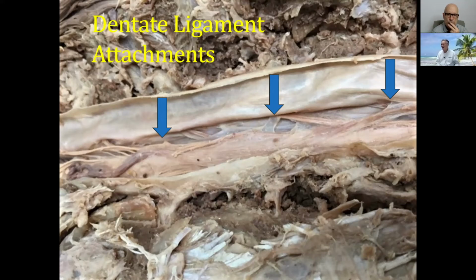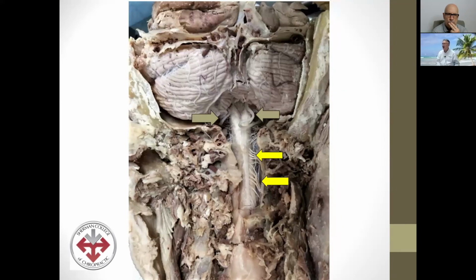That's one mechanism of vertebral subluxation involvement that's been proposed by some, that alterations in the tension of the dentate ligaments can deform the cord. And we have some MRI evidence of that.